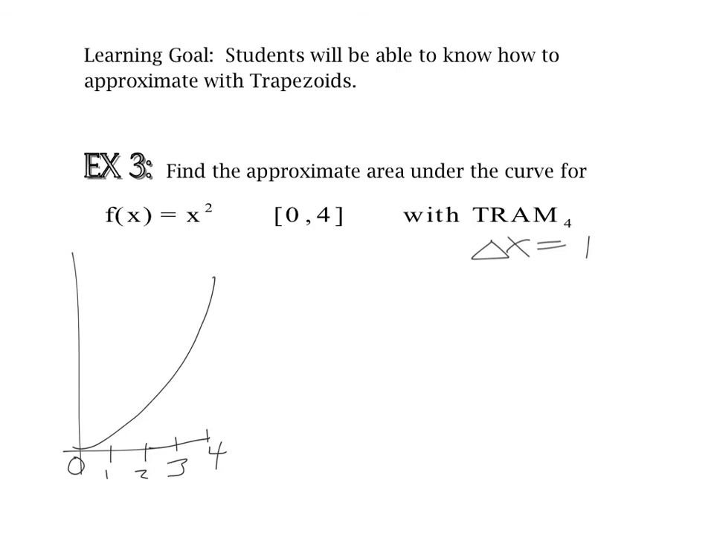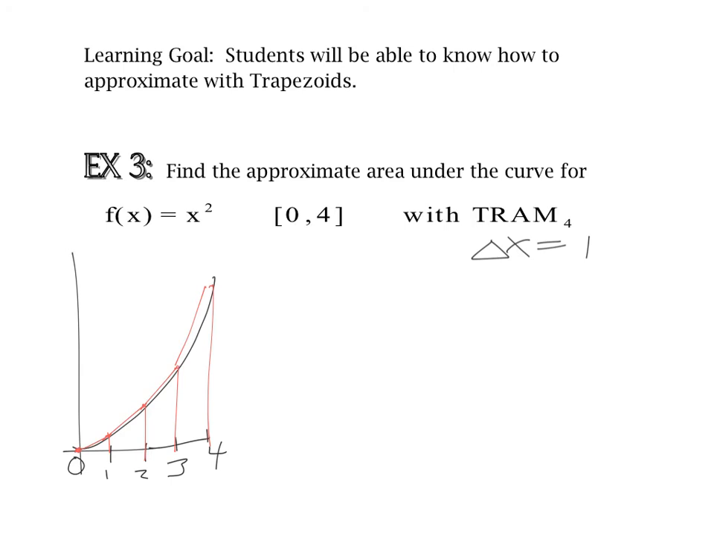All right, so we've drawn our trapezoid first from 0 to 1. It looks something like that. And then 0 to 2, 0 to 3, and then finally 0 to 4. All right, so we got 4 trapezoids here.